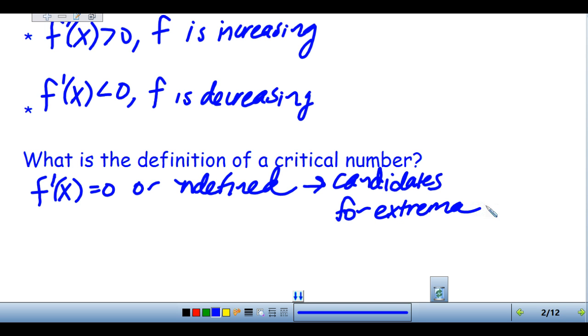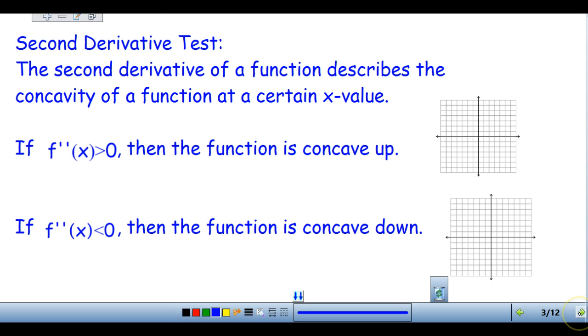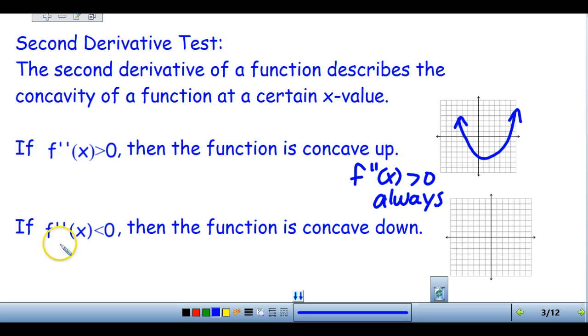Well, what would a second derivative tell us about an original function? The second derivative test describes the concavity of a function at a certain x value. So for instance, if the second derivative is positive, then the function is concave up. If I wanted to draw a sketch of a function that's always concave up, that could even just be a simple parabola. So for this particular function, the second derivative is always positive. Okay, similarly, when the second derivative is negative, the function is always concave down.